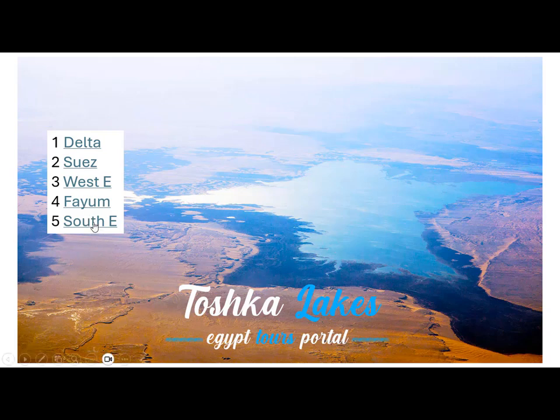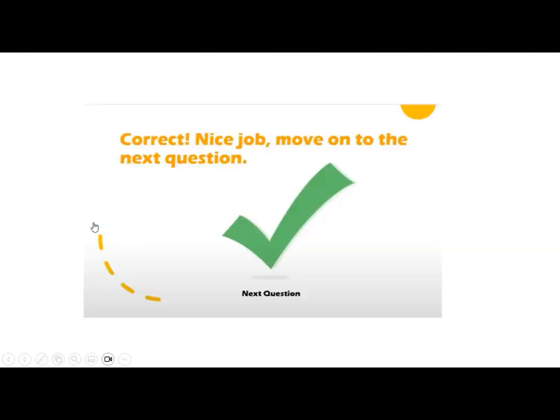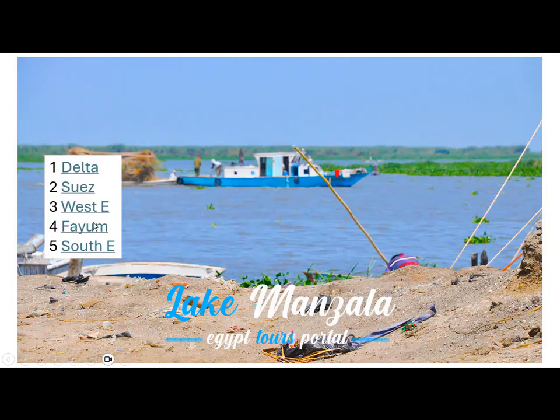Toshka is located in South Egypt, close to the High Aswan Dam and close to Aswan. We have the Toshka Lakes, and we have the Toshka overflow here, therefore it is located in South Egypt. Therefore this is correct.